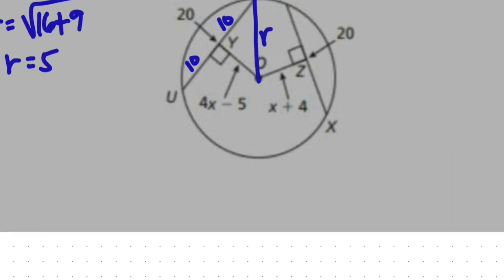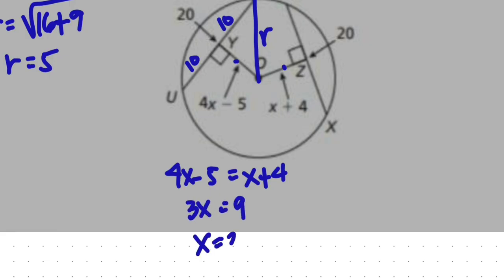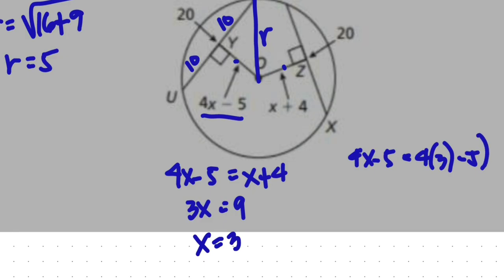To find x, this one is equidistant to this one, if that is 20. So 4x minus 5 equals x plus 4. So that is 3x equals 9, x equals 3. Now we can find this. So 4x minus 5, 4 times 3 minus 5, 12 minus 5 is 7. So this one here is 7.